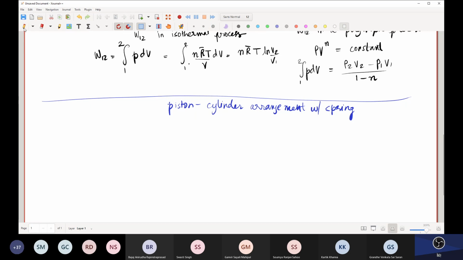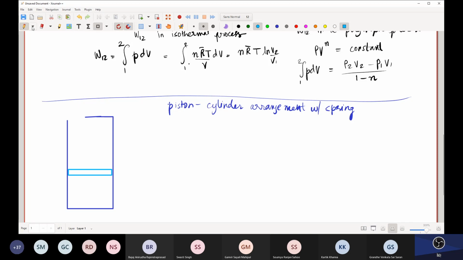This is a select tool. Okay. You have a cylinder like this, and the cylinder will have a small bracket at the end, and you will have a piston over here. So this is now a piston cylinder arrangement.